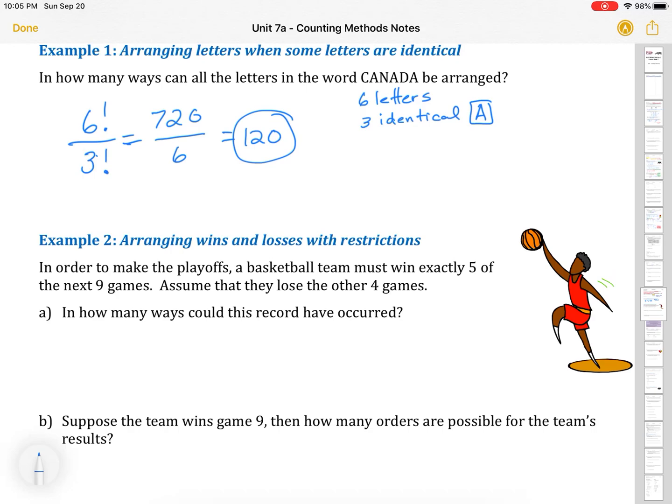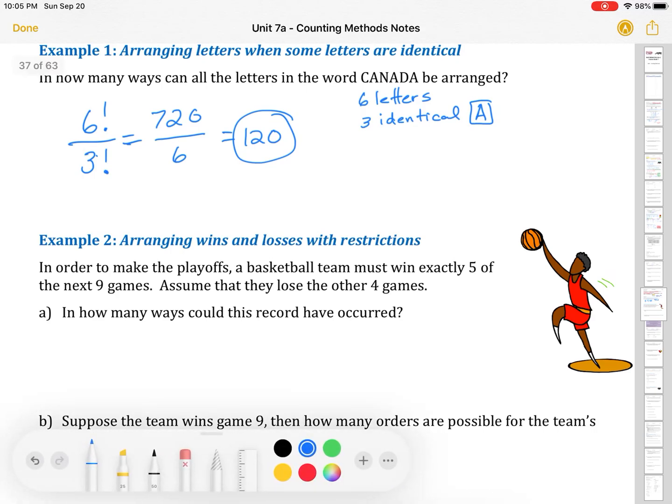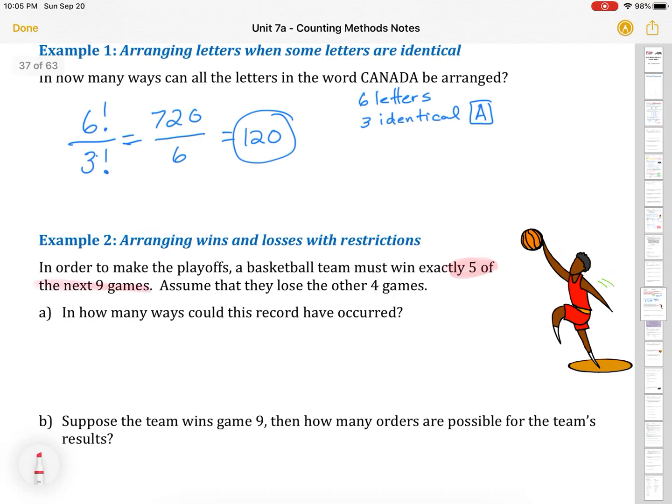Arranging wins and losses with restrictions. So let's take a look at how that works. In order to make the playoffs, a basketball team must win exactly 5 out of the next 9 games. So they need to win 5 of the next 9 games. Okay? Assume they lose the other 4 games. How many different ways can this happen?